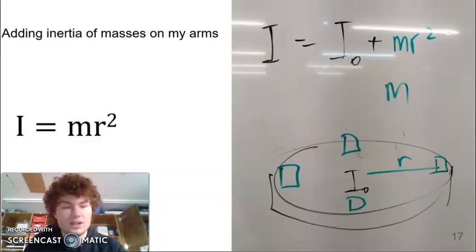Whenever I added mass onto the arms, I could then calculate the new rotational inertia added to the system using the equation I equals mr squared. Then I can simply add the extra inertia from this effect to my inertia of zero value and get the total inertia of my rig.